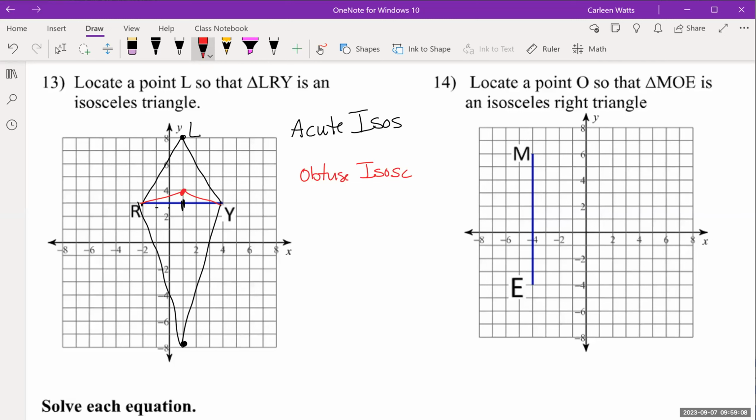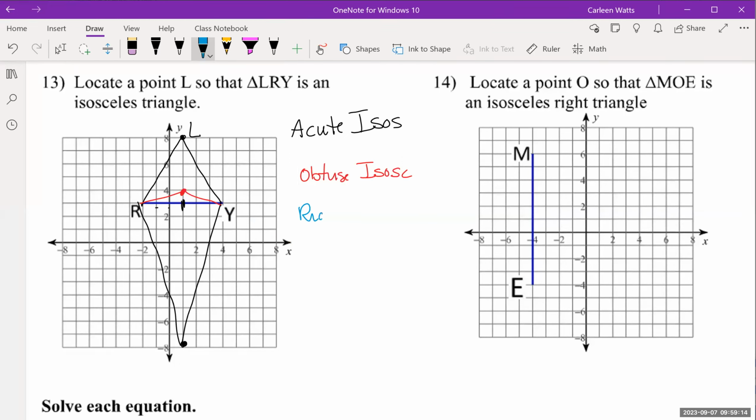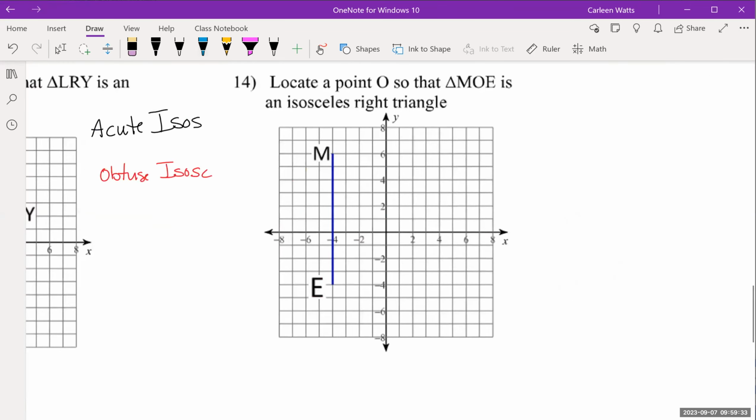Now, some of you, sorry, this is starting to get a little cluttered, may want to do a right. I'm not going to do it here. If you want to see it, we'll talk about it later. And I'm going to do a right one on number 14. Okay, let's go on to number 14.